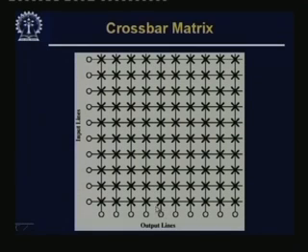Each of these crosses that you see is a single switching element, and as you can see, if there are n lines on this side and n lines on the output side, we have n square switching elements, which actually is quite a lot.